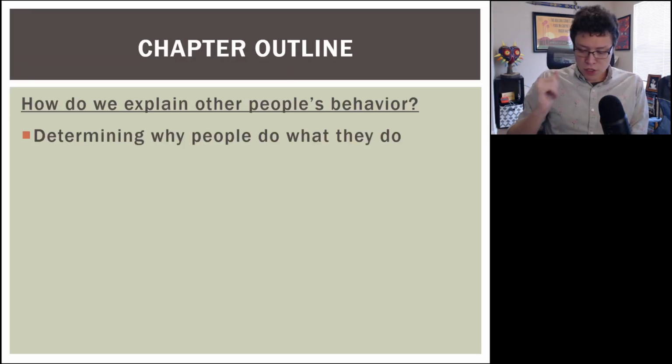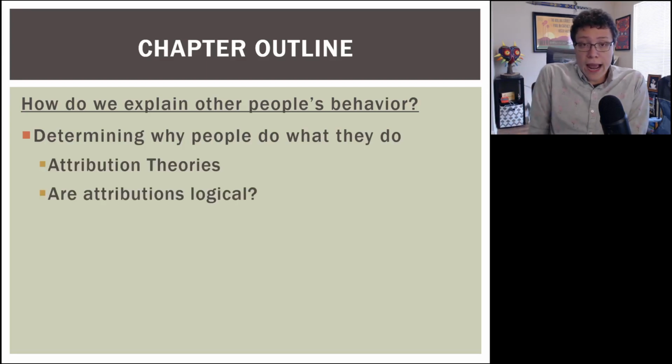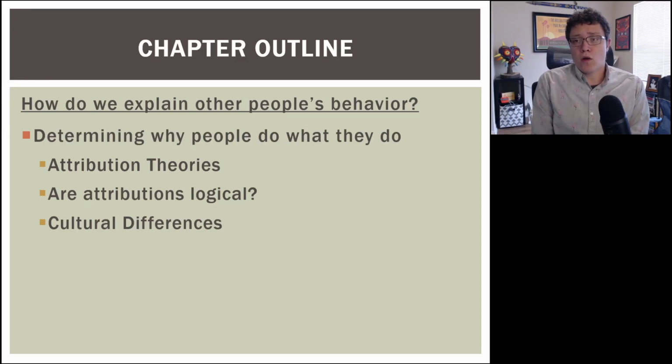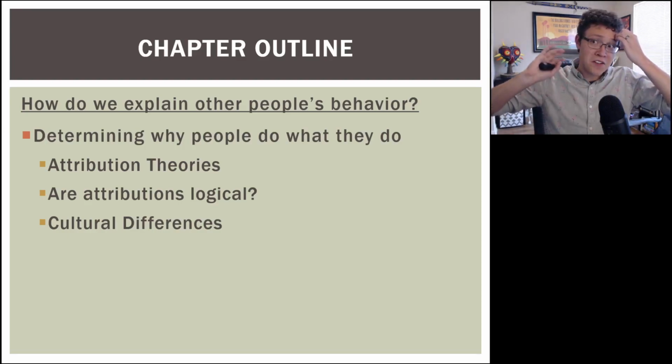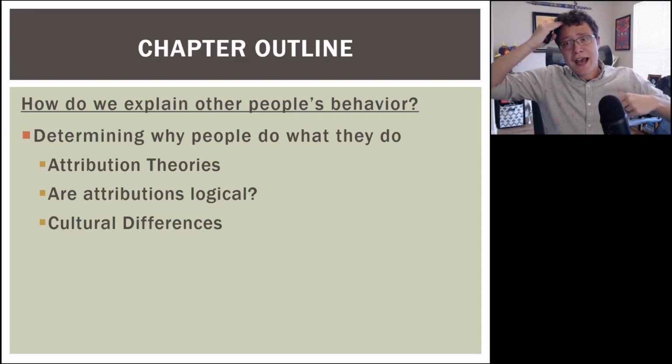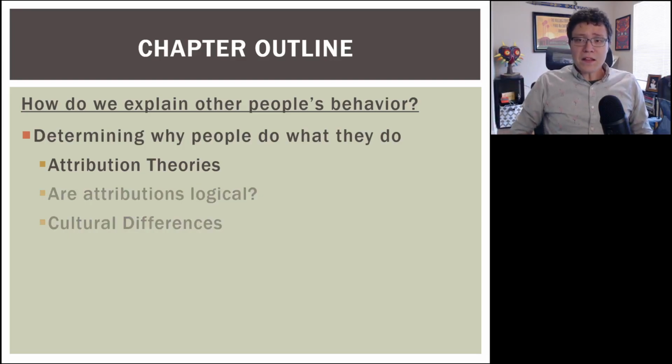And this is called attribution theory. We can also talk about whether attributions are logical or not. We'll get into that pretty quickly. And then cultural differences we'll also talk about. So this whole chapter is about understanding why we do and why other people do what they do, and how we decide to check on that, measure that, understand that. And so we're going to get into kind of a metacognitive thing where we have to understand how people understand others, which is a bit confusing, but let's go on.